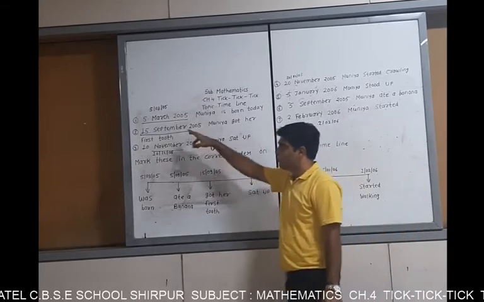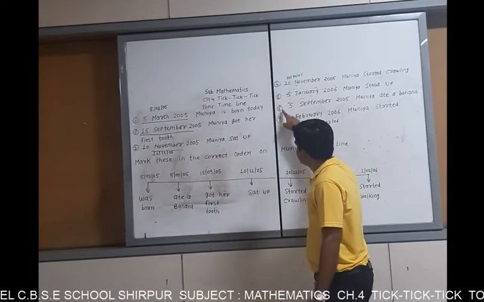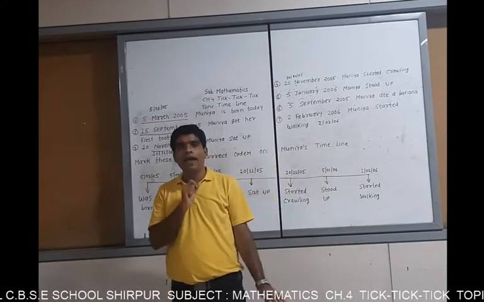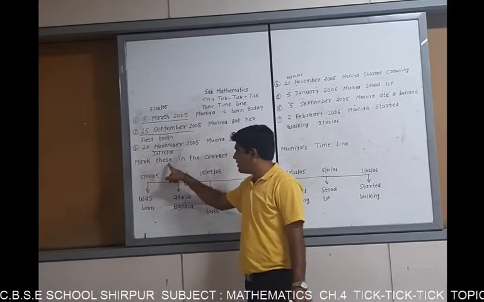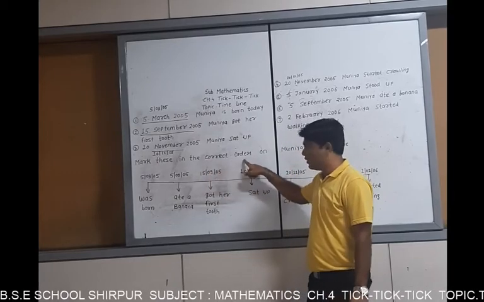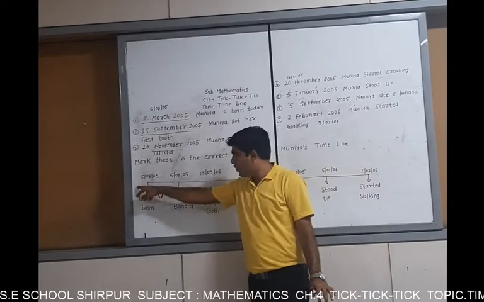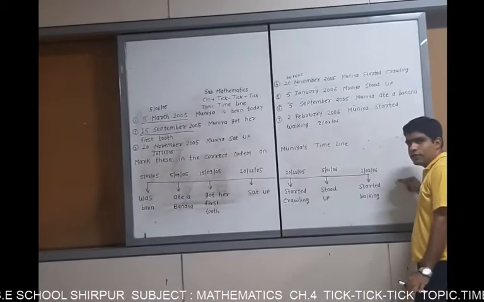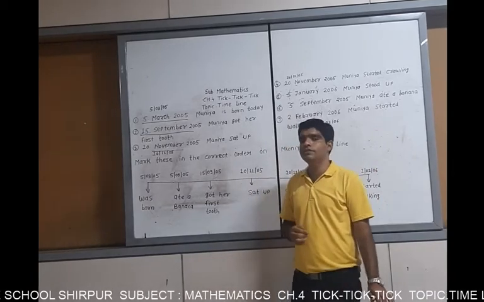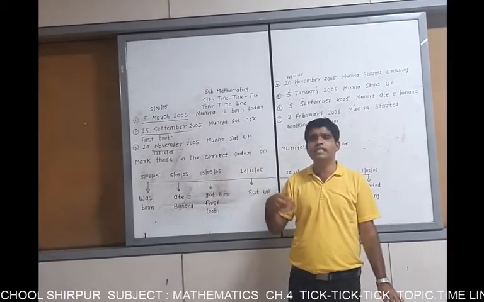First of all, this is our point 1, 2, 3, 4, 5, 6 and 7. These are the 7 points for you, and we have to mark this in the correct order on the Munia timeline. First of all, we have to draw this timeline. This is our whole timeline. Correct order means what is first, second, third, and then next 4, 5, 6 and 7.